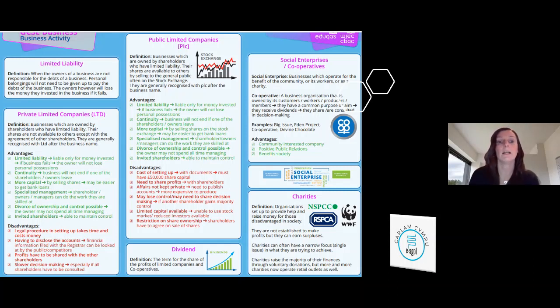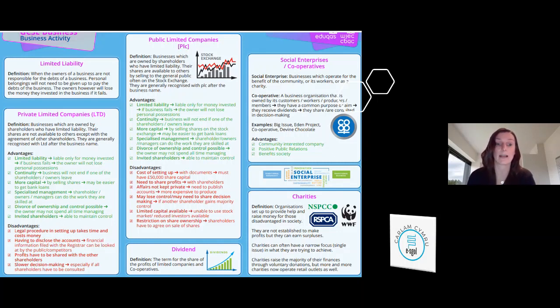More capital, and you've got specialised management again, just like you would with a private limited. You can invite shareholders, but they're unable to maintain control. Costs of setting up with documents: you must have £50,000 share capital in order to become a public limited company. You need to share your profits. Affairs are not kept private. You may lose control. You need to share decision making.